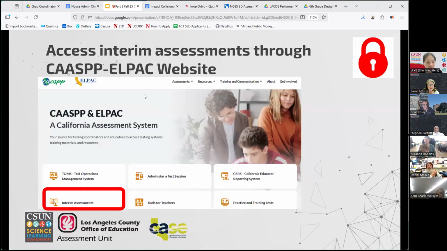So if you want to get into the interim assessments, we've got the links on that. You're going to go into the CAST EPIC webpage. There is a red padlock in the upper right-hand corner, and that is because you must have a TOMS account. This is not something you can access unless you have been set up by your LEA coordinator at your site. I don't know what the vocabulary for that is, but yeah, the TOMS account is what you need. Correct. Right.